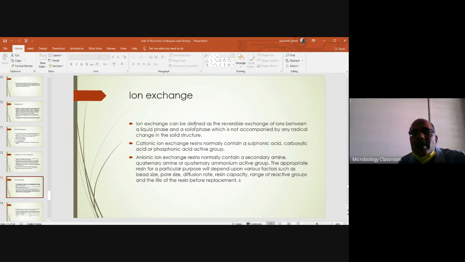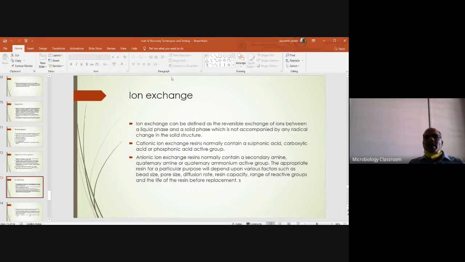Ion exchange can be defined as the reversible exchange of ions between a liquid phase and a solid phase, which is not accompanied by any radical change in the solid structure.